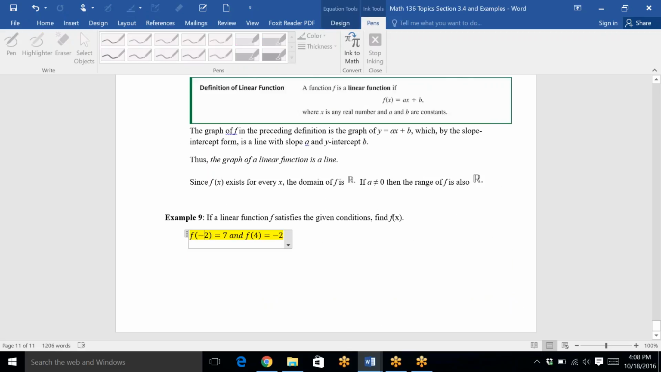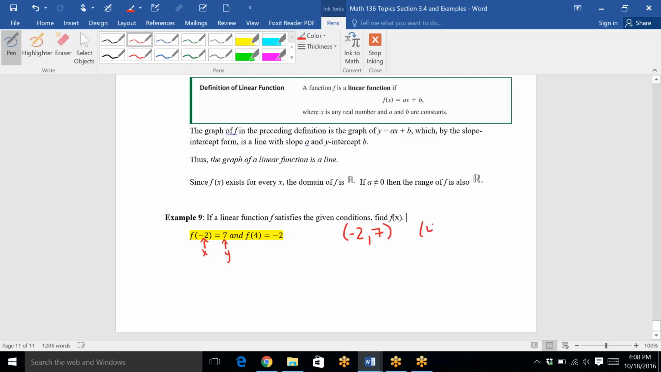Okay, and then the last one is if you see something like this and it says it's a linear function, essentially they've just given you two ordered pairs. Remember, if this is function notation, this is x, and the number on the other side is y. So this is the ordered pair negative 2, 7, and 4, negative 2. So we can find the slope by doing negative 2 minus 7 over 4 minus negative 2. That's negative 9 over 6, which is negative 3 halves. We would then use one of the points, so either one. Maybe I'll do the 4 and the negative 2.